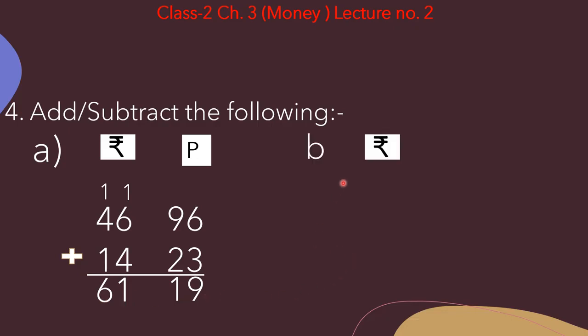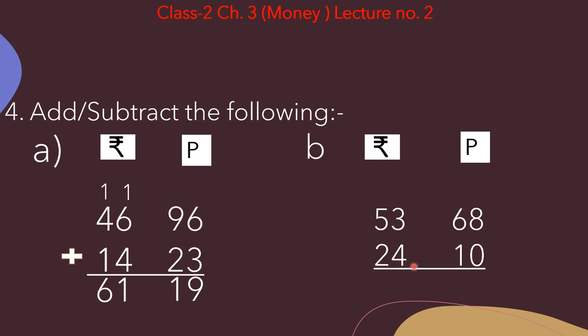Now we will do B part. Here we have given rupees and paise, 53 rupees 68 paise and 24 rupees 10 paise. Now we have to subtract. So always remember beta, whenever you are doing addition or subtraction sums, first you have to see the sign. Whatever sign is given, you have to solve accordingly. So here we will start from our right hand side. So 8 minus 0, that is equal to 8. So here we will write 8. Now 6 minus 1, we will get the previous number of 6, that is 5. So here we will write 5.